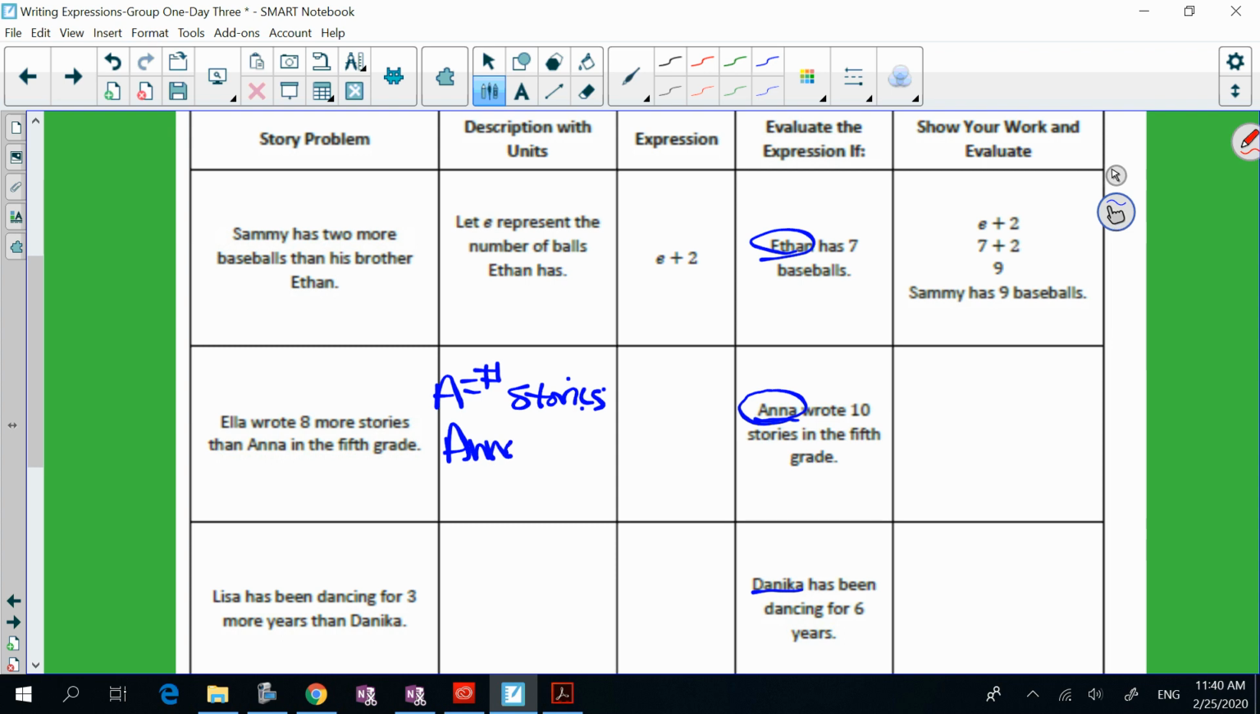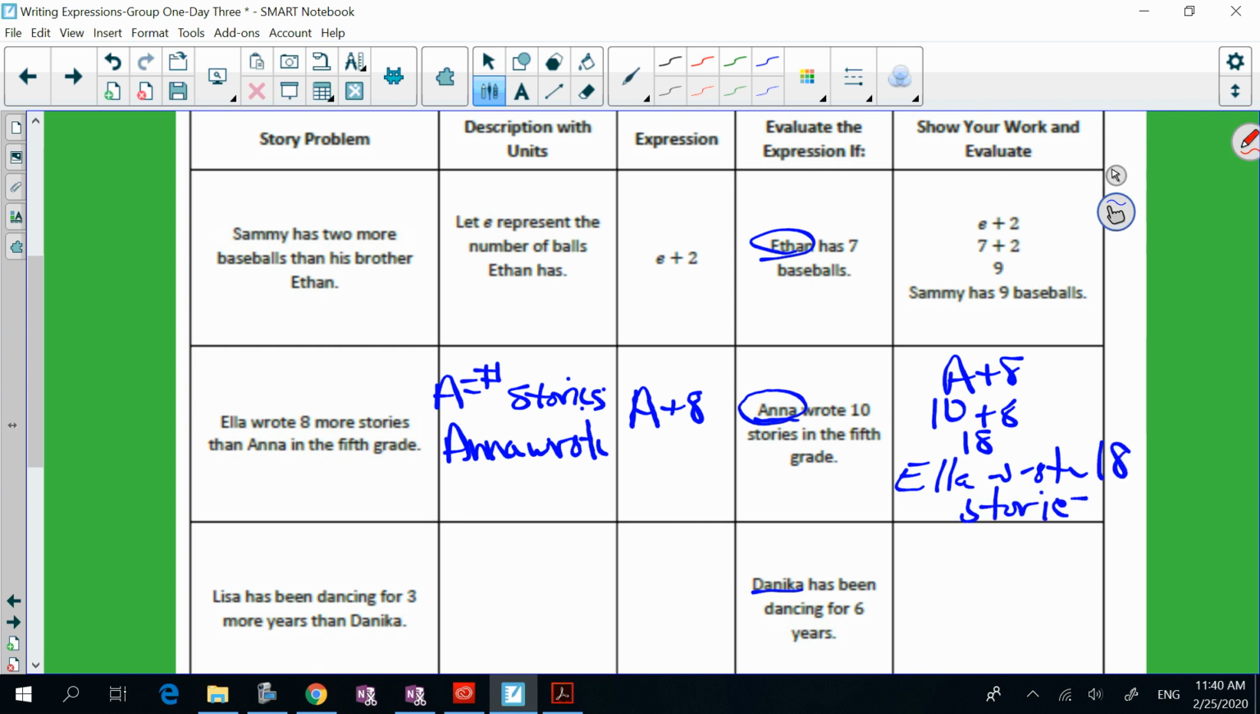I'm doing one of your problems for you, yes. How do I write that? And Ella wrote 8 more than Anna. So if I did Anna, I need to add 8 to figure out what Ella did. And now I have A plus 8. Anna wrote 10 plus 8, meaning that Ella wrote 18. I understand it, Mr. Moore. Good.